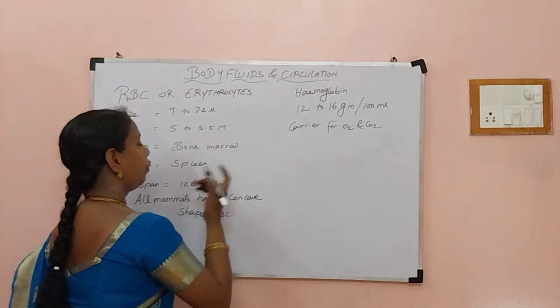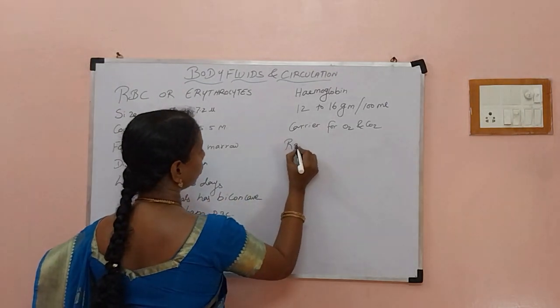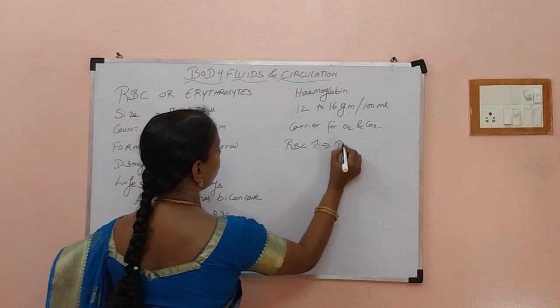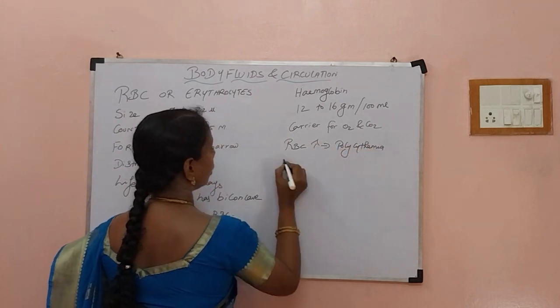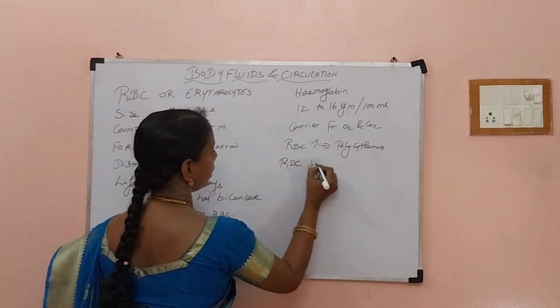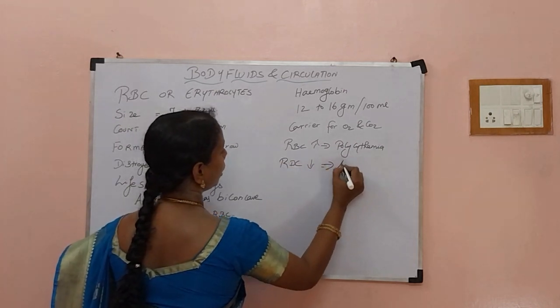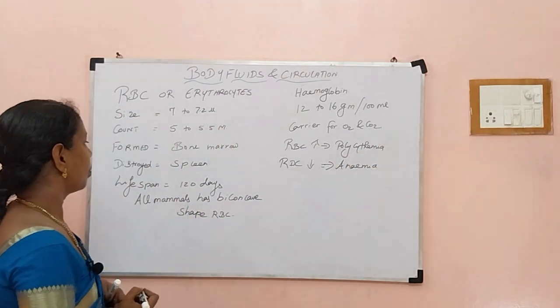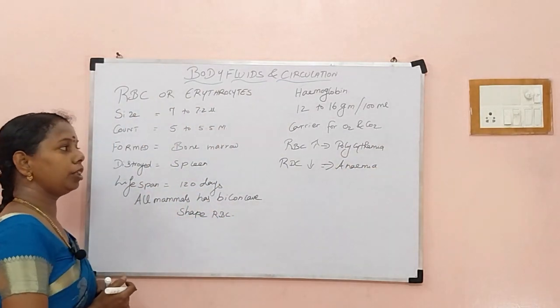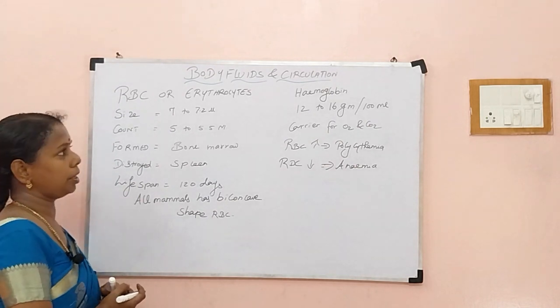Okay children, if RBC is more, it is called polycythemia. If RBC is less, it is called anemia. So these are the points we need to remember regarding RBC.